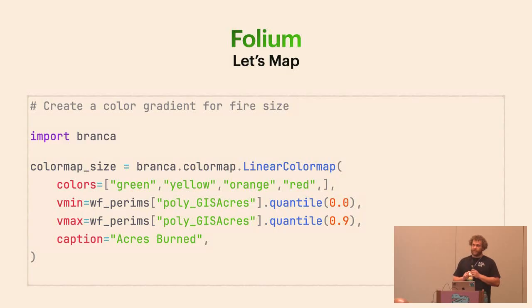And this is just going to allow us to create a gradient of colors for, in this case, acreage, right? So our colors that we're choosing is green for the smallest fires up to red through yellow and orange, but red for the largest fires. We have a min value and a max value set to the quantile 0, which is just going to be the minimum value, and the quantile of 0.9, which is going to say all of our 10% largest fires are going to be red.